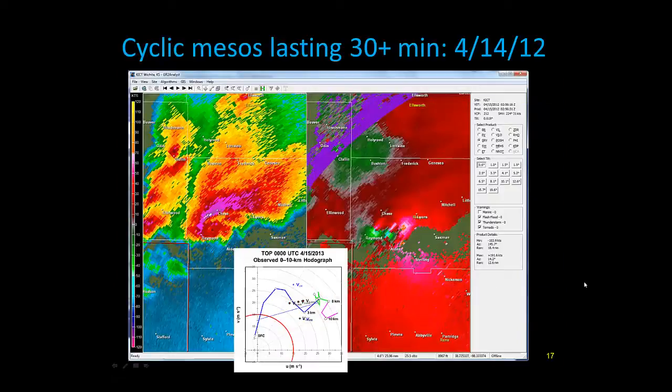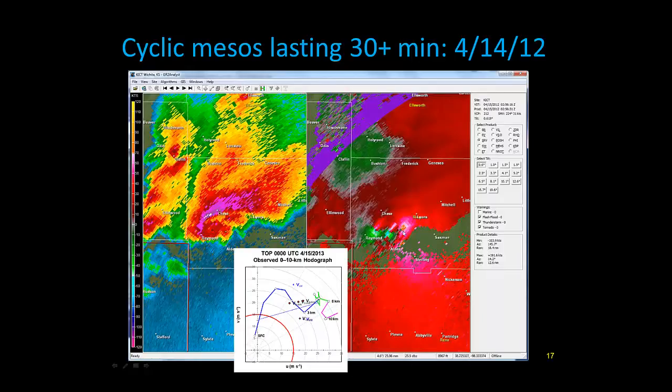So here I got a couple of examples from the last couple of years. This is one from, I guess, the big outbreak last year. This was northwest of Wichita at around 3Z. And you see a storm that had obviously a very strong, powerful supercell. I don't know what the reported tornadoes were at this time, but it had two very well-defined low-level mesocyclones, roughly 3 miles from each other.